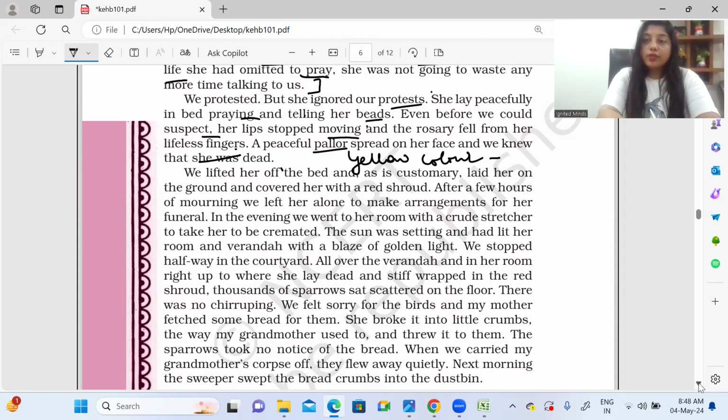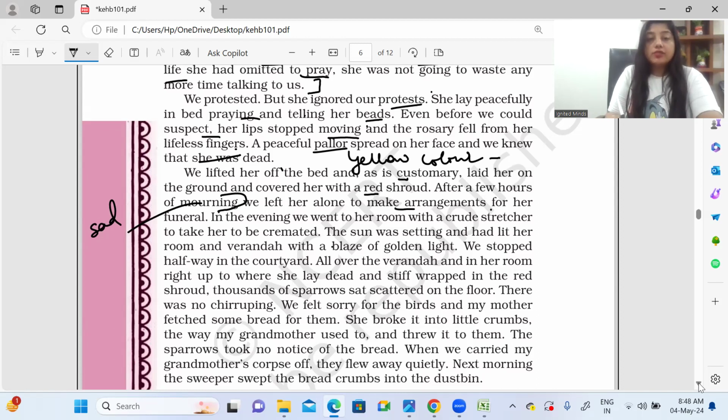The lips stopped moving, and the fingers that she was using to do this rosary bead also stopped, and that was a sign that she is lifeless, she is dead. We lifted her off the bed, as is customary. Customary means according to the custom. Laid her on the ground and covered her with a red shroud. Shroud is like a red cloth. After a few hours of mourning, mourning here means when you are sad and you are expressing your grief, that is known as mourning.